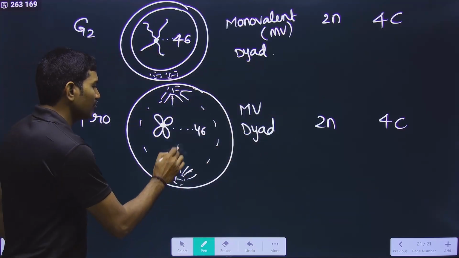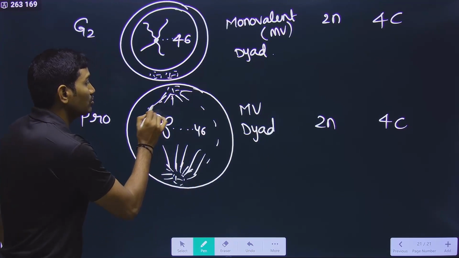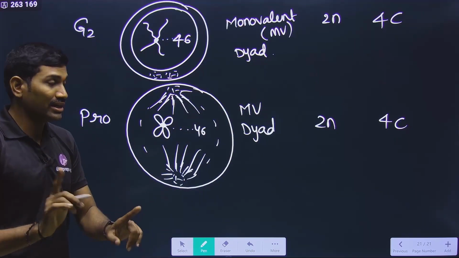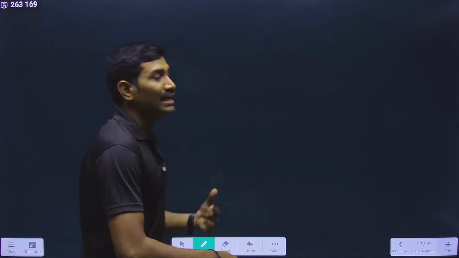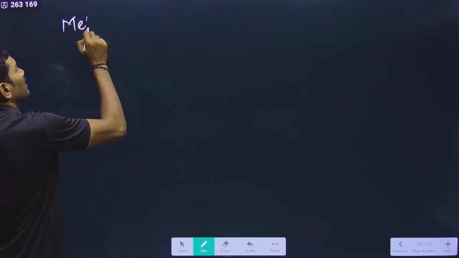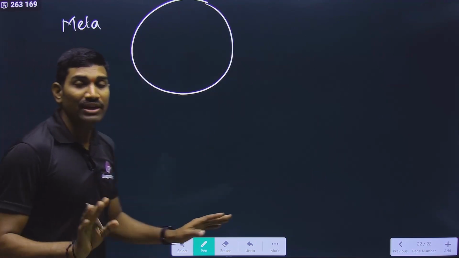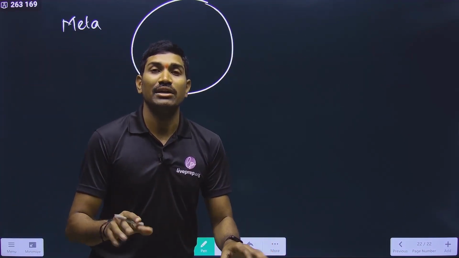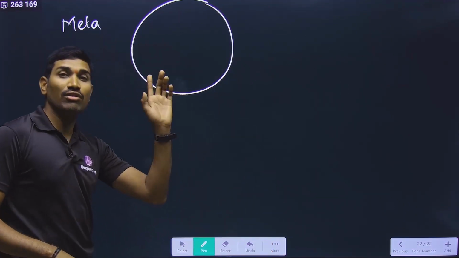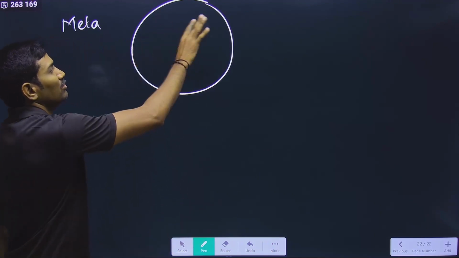So here spindle fibers are formed, but they are not attached to kinetochores. They are formed but not attached. When will they attach? In the metaphase they will attach. Here the plasma membrane is there, but in the metaphase don't draw the nuclear membrane, because the nuclear membrane disappeared at the end of prophase. So that's why don't draw the nuclear membrane.